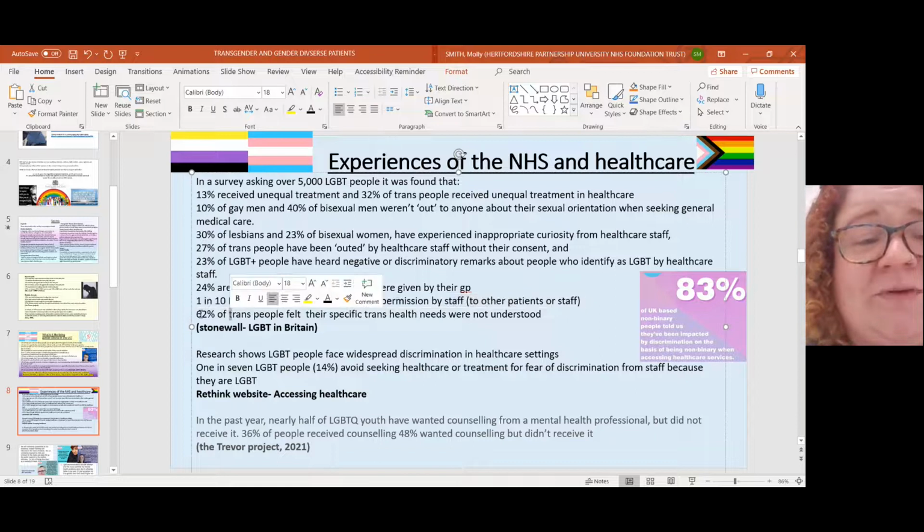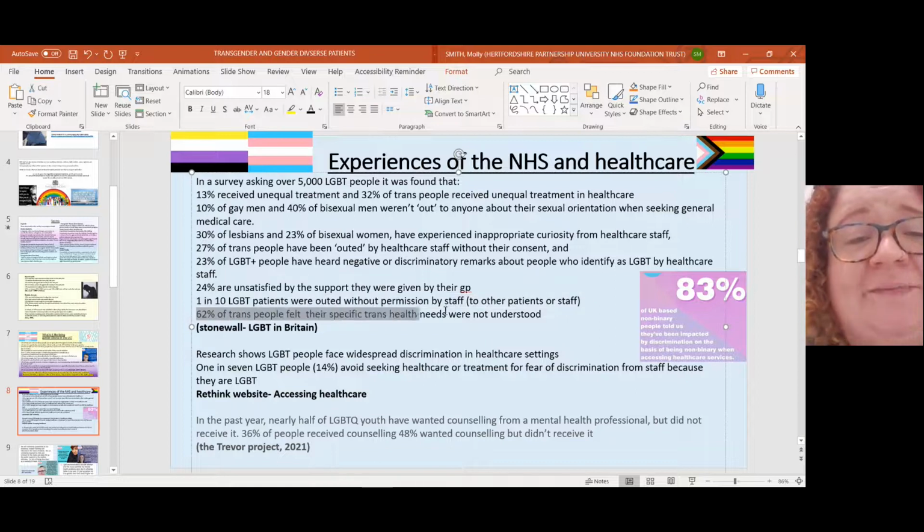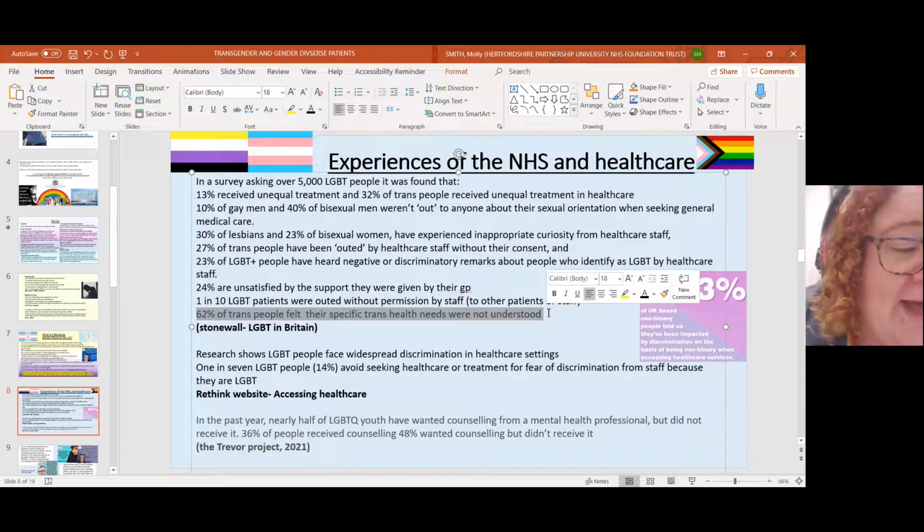And 62% of trans people felt their specific trans health needs were not understood. Imagine that. Imagine not having your healthcare needs understood or recognised or even treated. You're not getting equal or fair care or inclusive care.